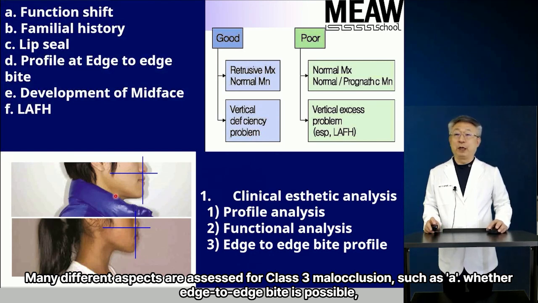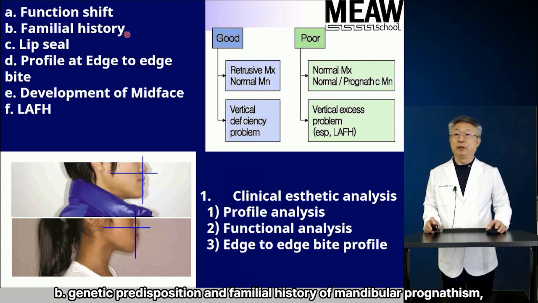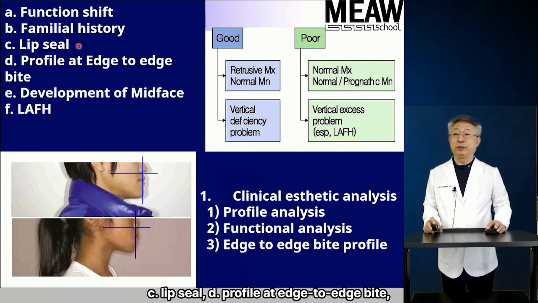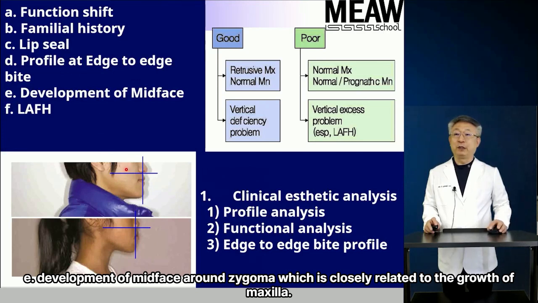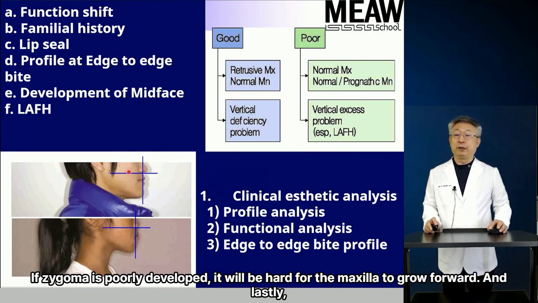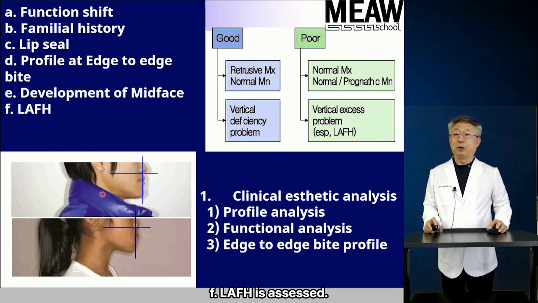Many different aspects are assessed for class 3 malocclusion, such as a. Whether edge-to-edge bite is possible, b. Genetic predisposition and familial history of mandibular prognathism, c. Lip seal, d. Profile at edge-to-edge bite, e. Development of midface around zygoma, which is closely related to the growth of maxilla. If zygoma is poorly developed, it will be hard for the maxilla to grow forward. And lastly, LAFH is assessed.